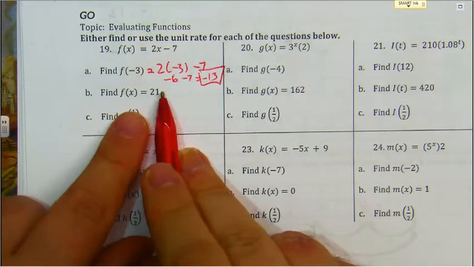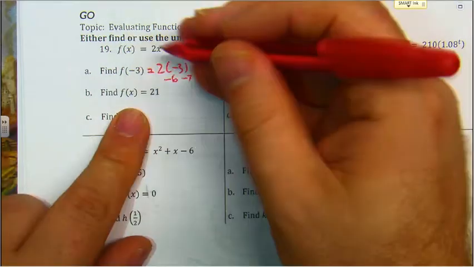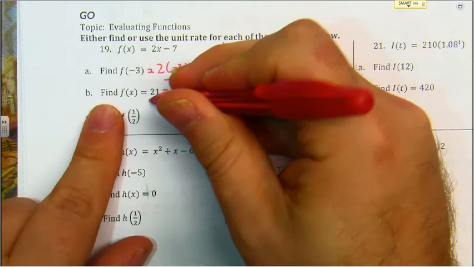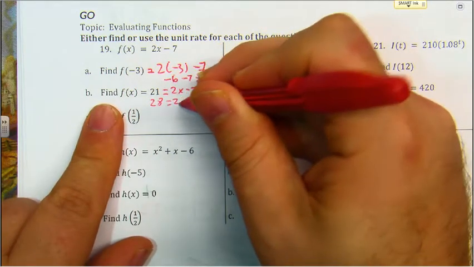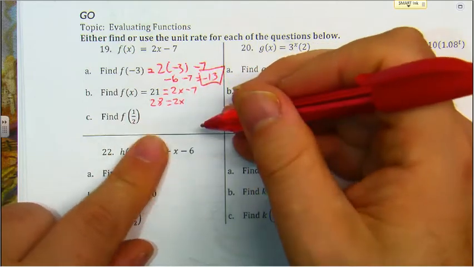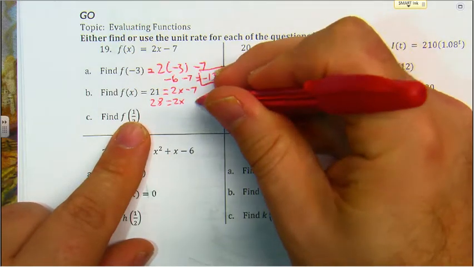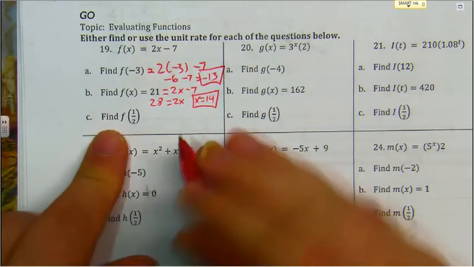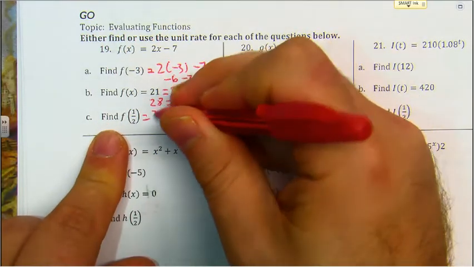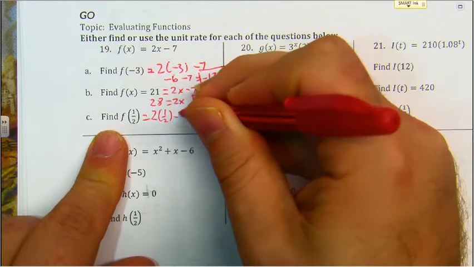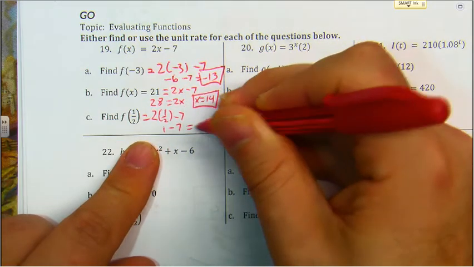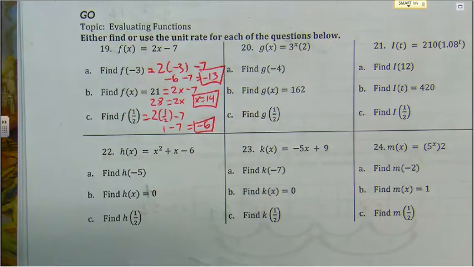F of x equals 21, so we need to find our x. So 21 equals 2x minus 7. If we add 7 to both sides, we get 28 equals 2x. If we divide by 2 on both sides, we get x equals 14. We have found our x. And then finally, f of 1/2, so we plug 1/2 into our equation. 2 times 1/2 is 1, minus 7 is negative 6. So that's all it's asking us to do.